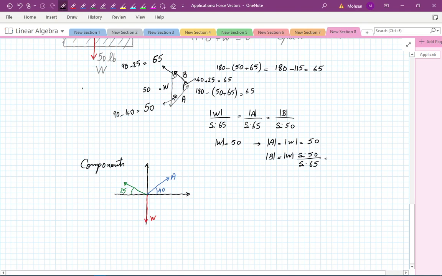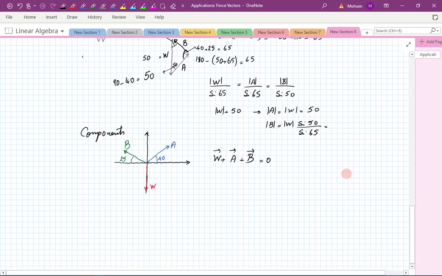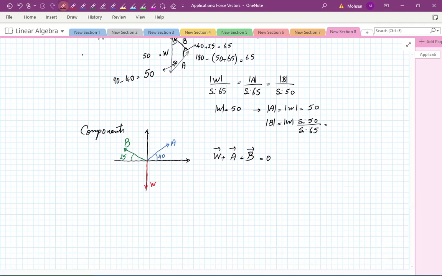In the component version of this thing, we say the vector W plus vector A plus vector B, this is our vector B, have to be adding up to 0. If the sum of several vectors is 0, then any components of them that you consider, that's going to be 0 as well. That is, if I have the x component of W plus the x component of A plus the x component of B, that will be 0.